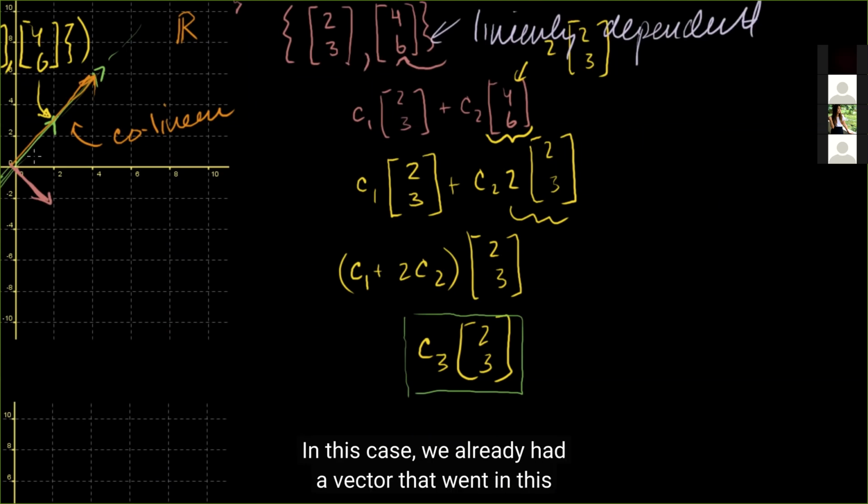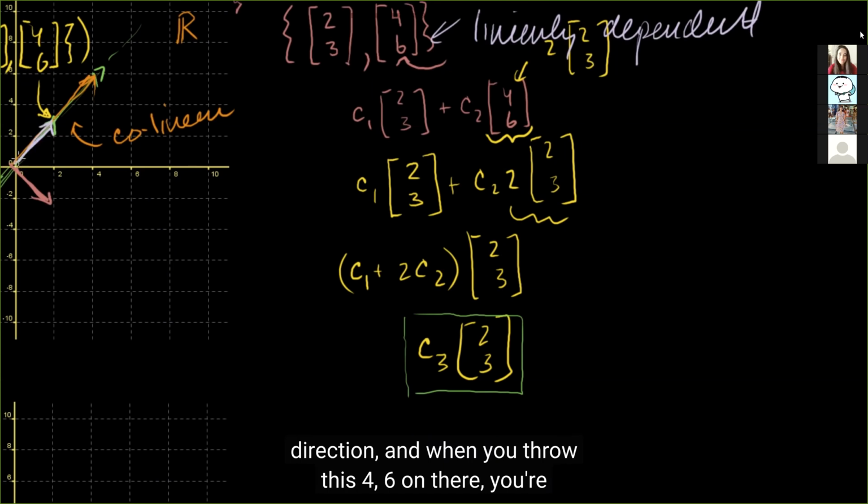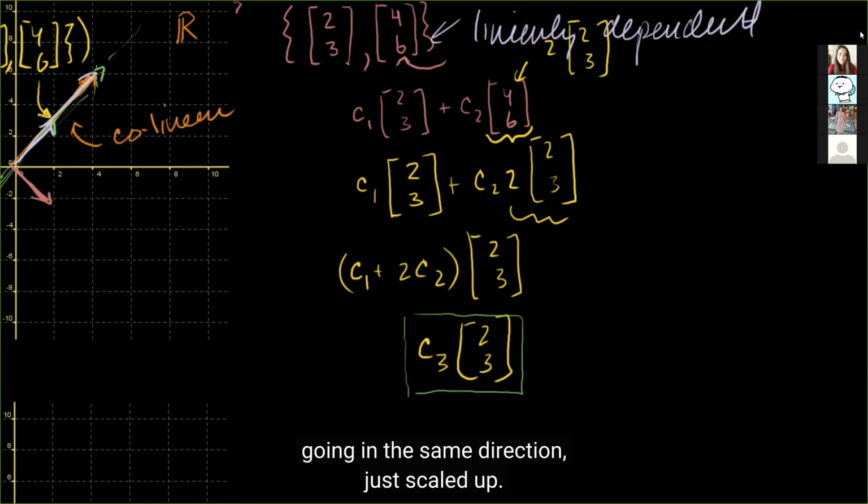In this case, we already had a vector that went in this direction, and when you throw this 4, 6 on there, you're going in the same direction, just scaled up. So it's not giving us any new dimension, letting us break out of this line, right?